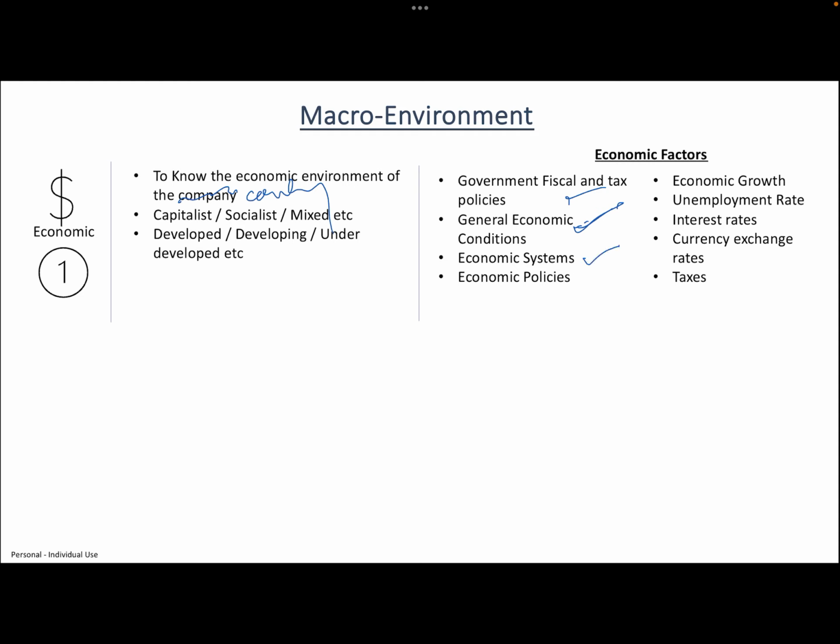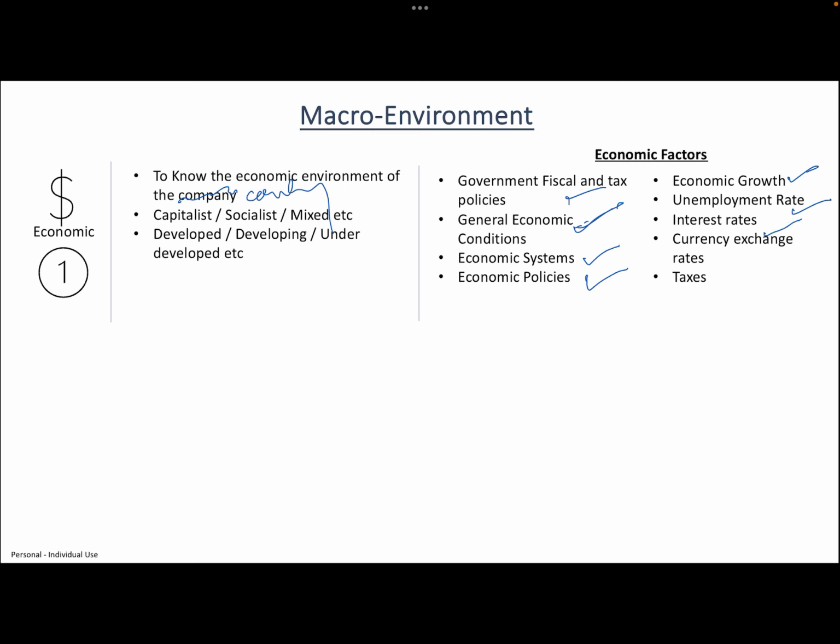Then the economic system, whether capitalist, socialist, or mixed, the economic policies of the country, and economic growth, whether the country is growing at 10%, 8%, 7%, whatever, right? Based on the growth indices in that country, you can enter into a business. Then the unemployment rate: how is the manpower availability in the country, how much is unemployment, and whether we get the best labor at an affordable or reasonable price will depend on the unemployment rate.